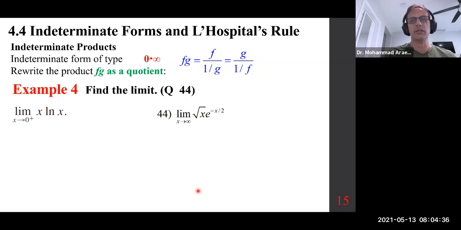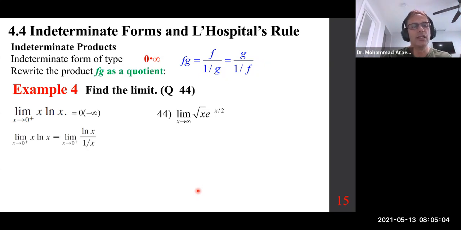We put one of them in the denominator and we write the reciprocal of that. It becomes either 0 over 0 or infinity over infinity. So as you see the first one, x is approaching 0 from the right, so that's 0. And ln of 0 from the right is negative infinity. I hope everybody remembers the graph. And therefore, we are looking at 0 times negative infinity. And so we are going to rewrite this in the following manner. We take either x down, we make it 1 over x, or ln x down, and we make it 1 over ln x.